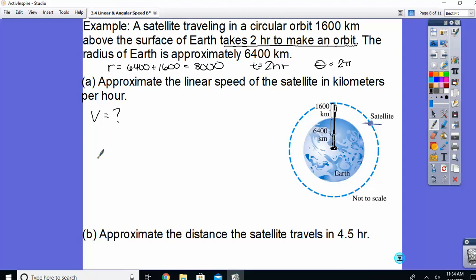Which one do you want to find? Omega. Okay, how do we find omega? Omega equals theta over t. And you could find s as well. It doesn't make a bit of difference here. So my omega is 2 pi over 2, which is just pi. What would the units on that be? 2 pi was in radians, per my time was in hours. Okay, so then we can do v equals r omega.